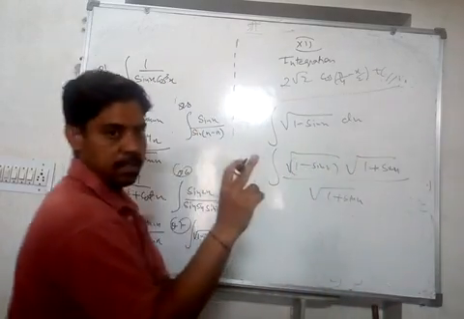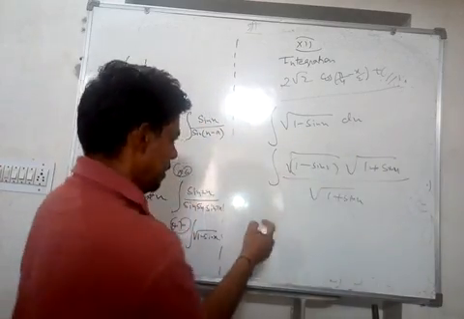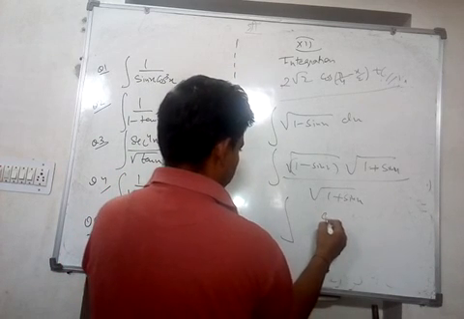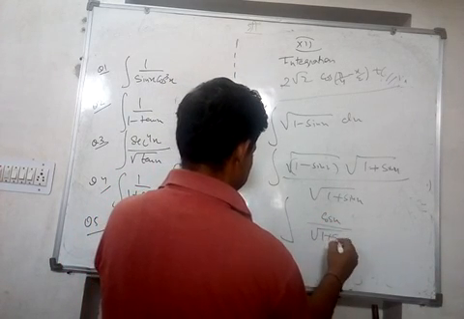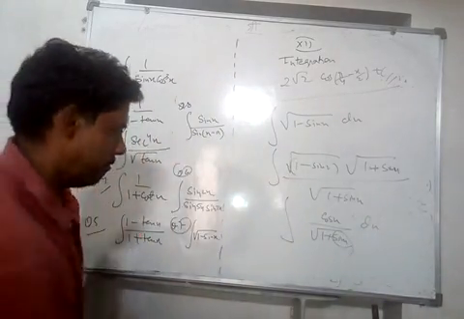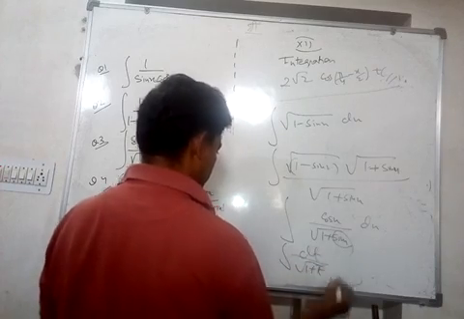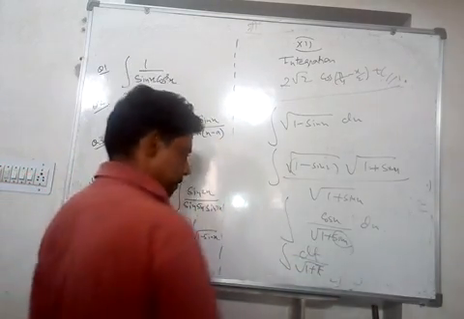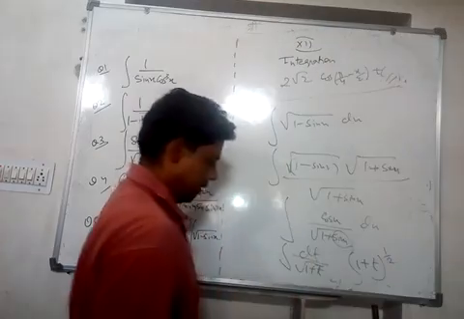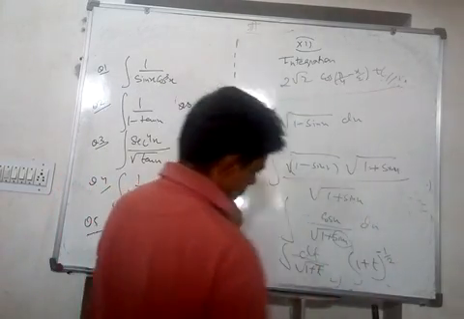This is 1 minus sin square x, which is cos square x. So cos square x means cos x. So we get a question like this: cos x upon root 1 plus sin x dx. Now can we take sin x as t? So cos x dx is dt, and we will get an equation like this: dt upon root 1 plus t. Now root 1 plus t can be integrated because this is 1 plus t to the power minus half.